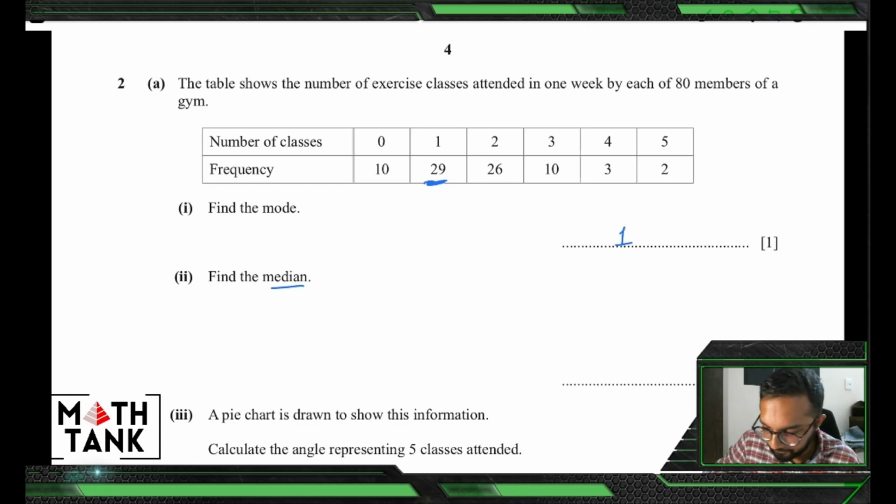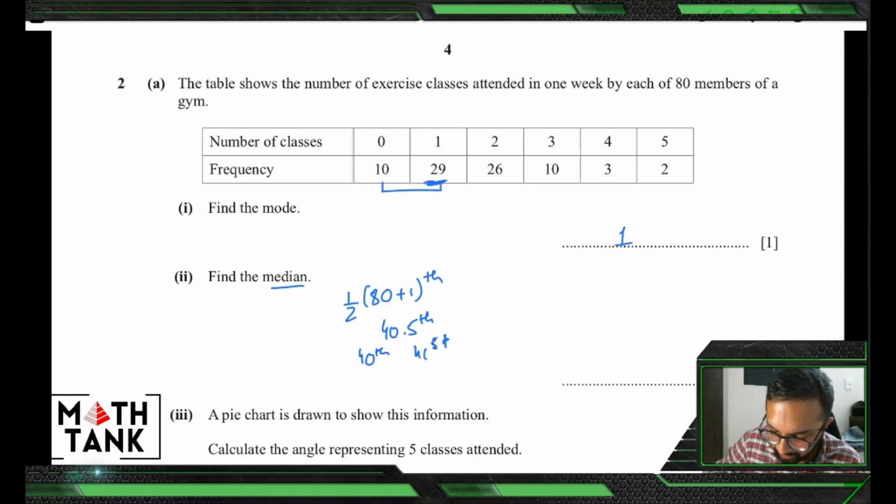Then the median. So I'm going to say that it is half of 80 plus 1 th. That gives me 40.5. So I'm looking for the 40th and the 41st observations. So I start adding 10 plus 29, 39. The 40th and the 41st observation are both in this category, which means that both are 2. So I can confidently say that the median is going to be 2.